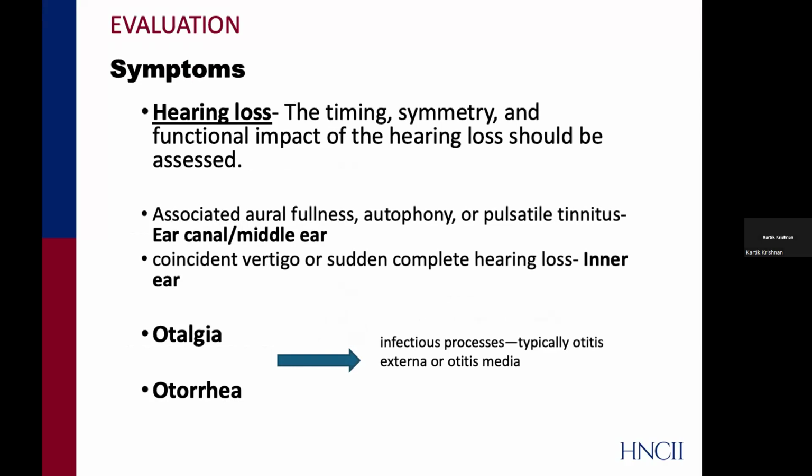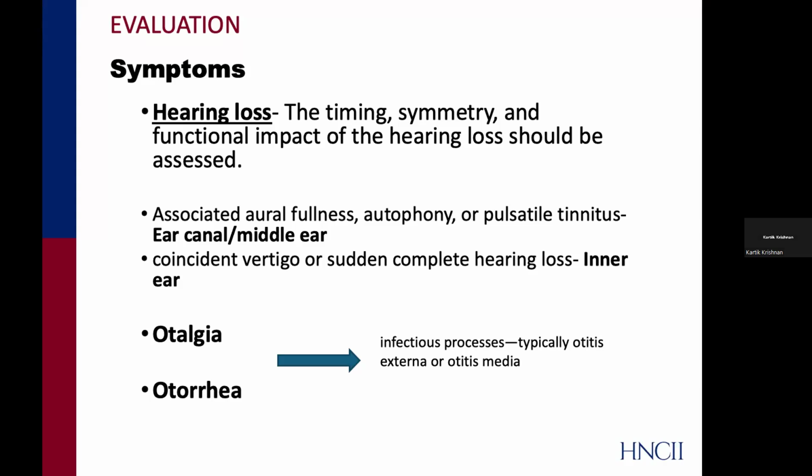In a patient with temporal bone cancer, a triad is generally described of hearing loss, otalgia, and otorrhea. But this triad is classically found in only 10% of patients. For hearing loss, the timing, the symmetry, and the functional impact should be assessed: whether the hearing loss is in both ears or only in one ear, how long it has been present, whether it is sudden, or whether there is associated aural fullness, autophony, or pulsatile tinnitus.